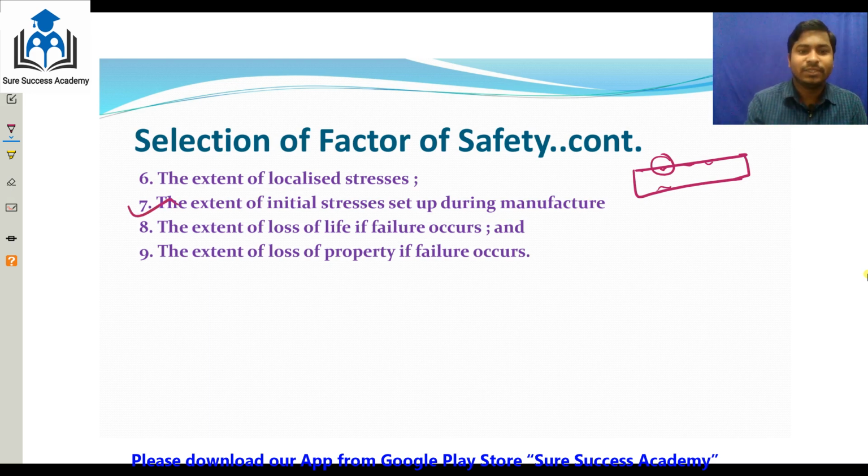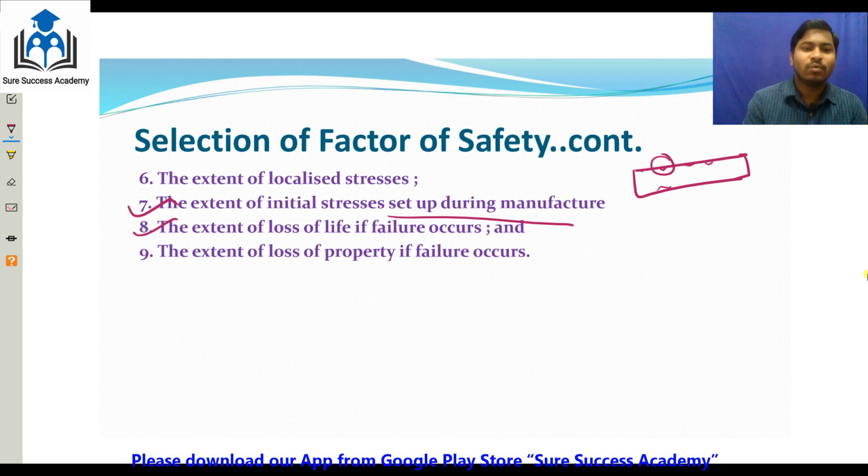The extension of initial stress set off during manufacturing. In the manufacturing process, what will happen? The initial stress is set off during manufacturing. Some stress will develop due to the processing, that is called internal stresses, which develop during the manufacturing process. So we don't know all things to take into consideration. Factor of safety is important.